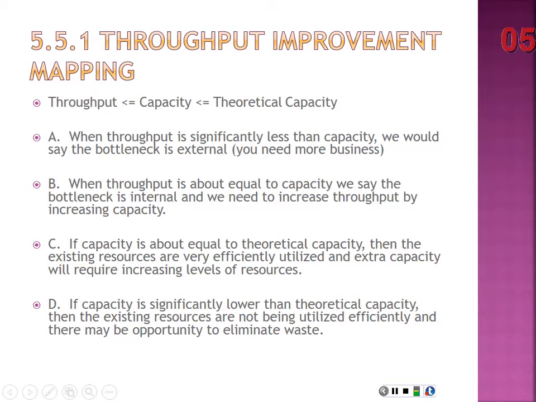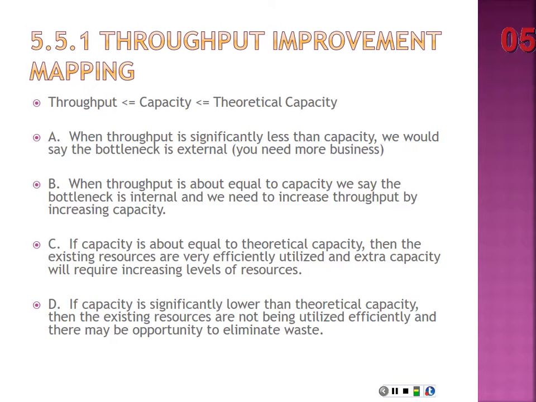So when your throughput, or in Hunter's terms, your actual output, is significantly less than capacity, we would say the bottleneck is external. Basically, you need more business, right? You don't have enough business to keep it busy, okay? When the throughput is about equal to capacity, we say the bottleneck is internal, and we need to increase throughput by increasing our capacity, okay?